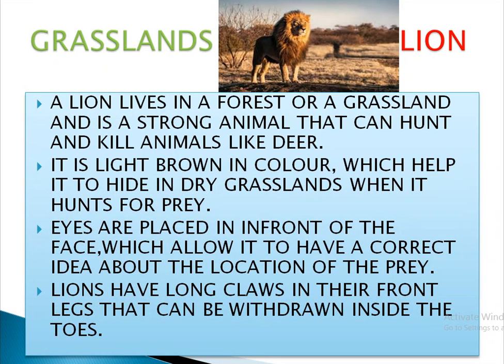A lion lives in a forest or a grassland and is a strong animal that can hunt and kill animals like deer. It is light brown in color, which helps it to hide in dry grasslands when it hunts for prey. The eyes are placed in front of the face, which allows it to have a correct idea about the location of the prey. Lions have long claws in their front legs that can be withdrawn inside the toes.